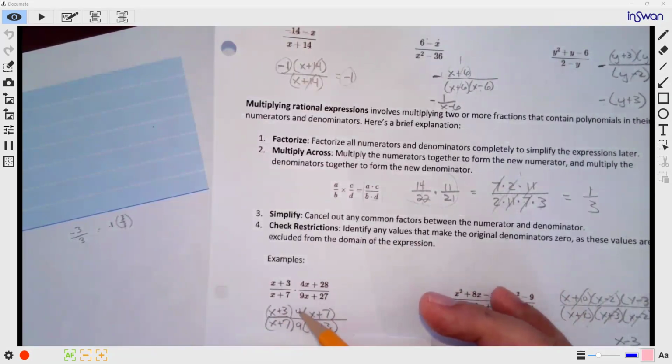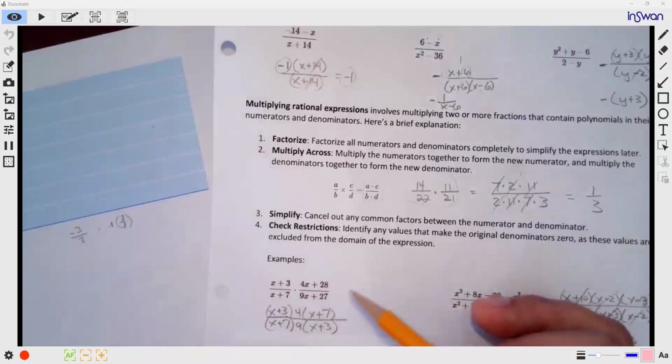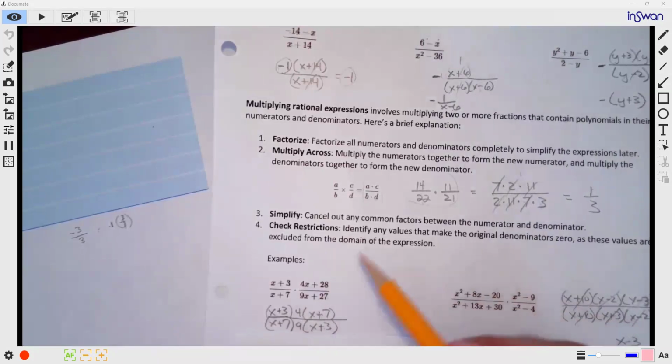So you can see I have three things on the top multiplying each other. Those are factors. On the bottom, I can't factor x plus 7 any further, but I can take a 9 out of this. Gives me x plus 3. Here's 3 factors on the bottom. Anywhere that they're common, I can cancel. These x plus 7s can cancel each other. The x plus 3s can cancel each other. You can see the only thing left is going to be the 4/9.